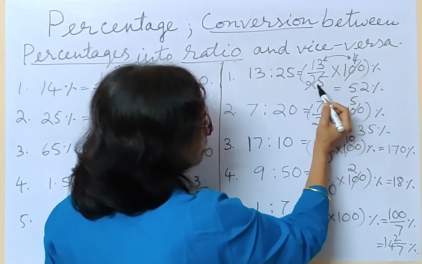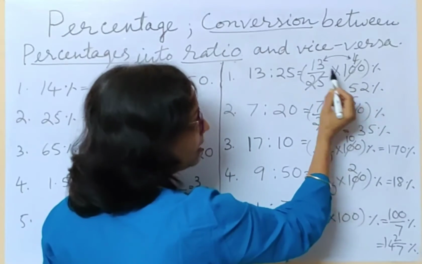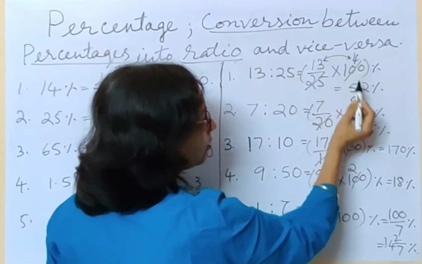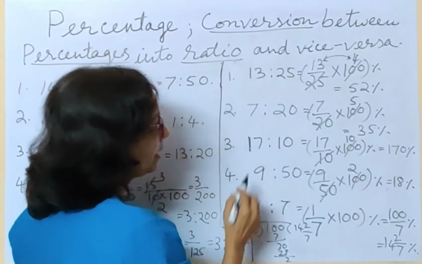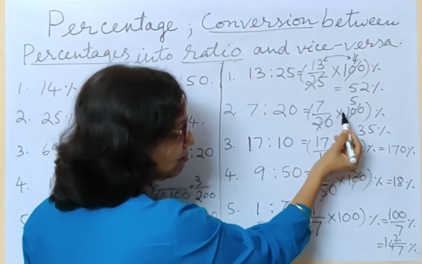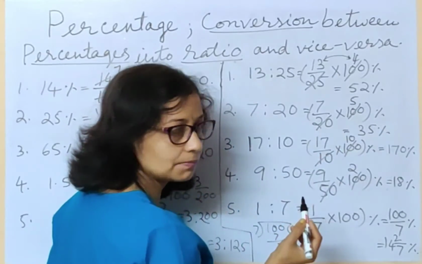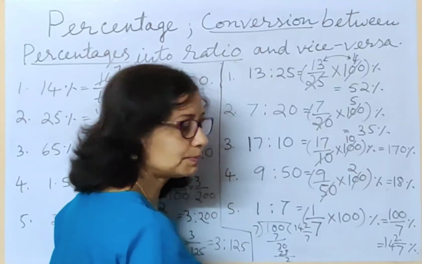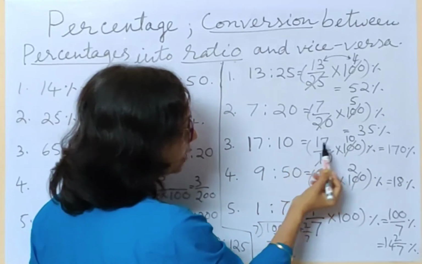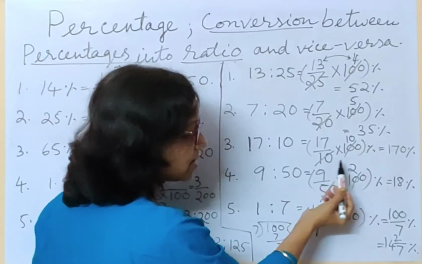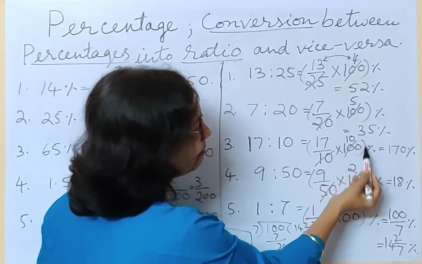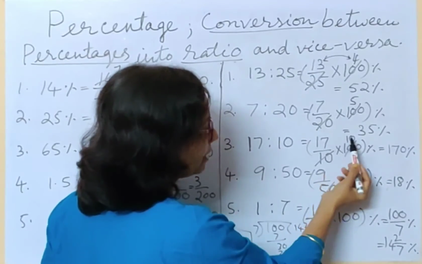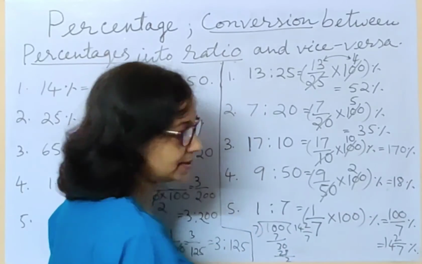Next, we have cancelled 25 and 100, divided, and we got 4 here. So 13 and 4, numerator multiplied, 13 4s are 52, 52%. Next 7 is to 20, that is 7 by 20 multiplied by 100 and place the percent symbol outside the bracket. Now 20 goes 5 times, 7 5s are 35, 35%. Now 17 is to 10, 17 by 10 written as a fraction, then multiplied by 100 and then percent symbol is put outside the bracket. So 10 tens are 100, 17 tens are 170, 170%.